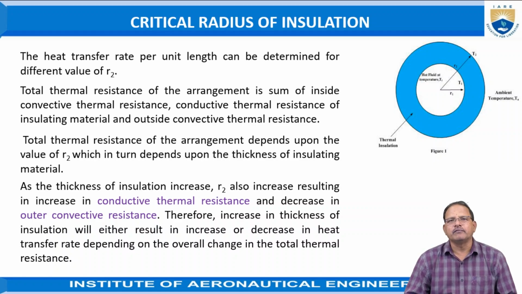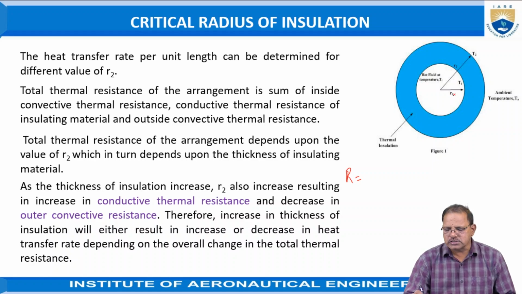The heat transfer rate per unit length can be determined for different values of R2. The maximum can be obtained just by differentiating the resistance with respect to the radius and equating it to 0. The total thermal resistance of the arrangement is the sum of the inside convective resistance, the conductive resistance of the insulating material, and the outside convective thermal resistance. Here R represents the total resistance offered by the cylinder with the insulation to prevent heat energy flowing from inside to outside.